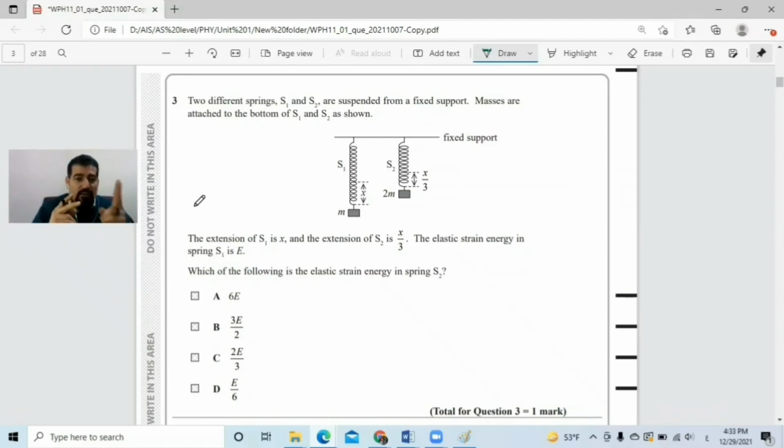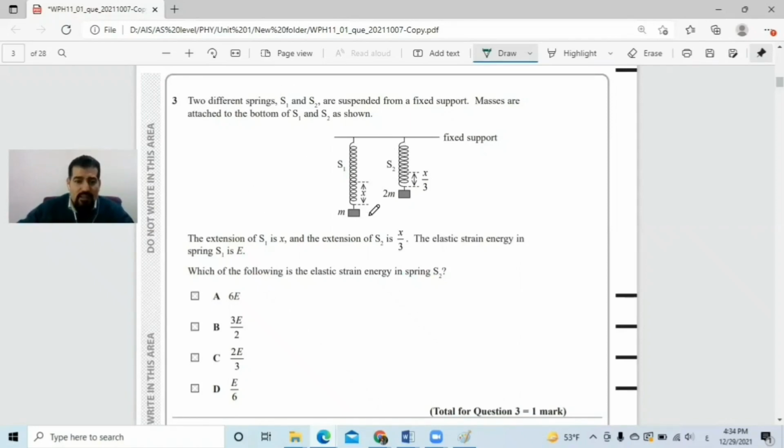Question number 3. Two different springs, S1 and S2, are suspended by a fixed support. Masses are attached to the bottom of S1 and S2 as shown. The extension of the spring S1 is X, and the extension of the spring S2 is X over 3. The elastic strain energy in spring S1 is E. What should be the elastic strain energy in spring S2?